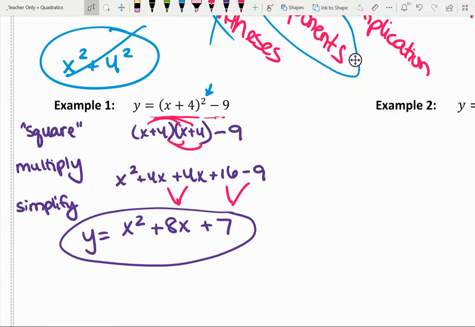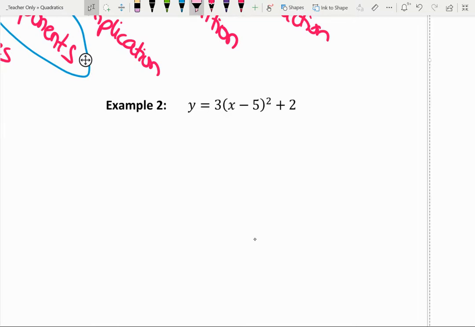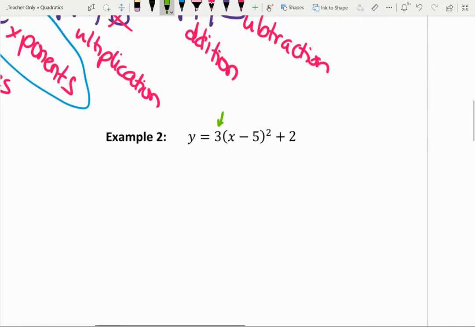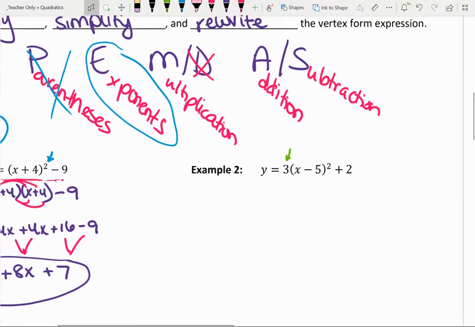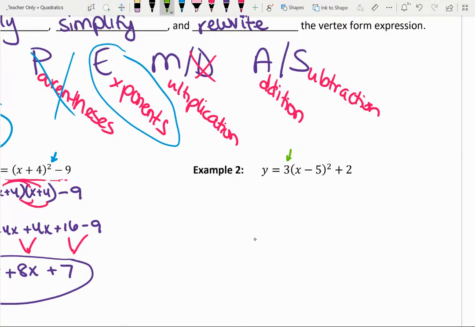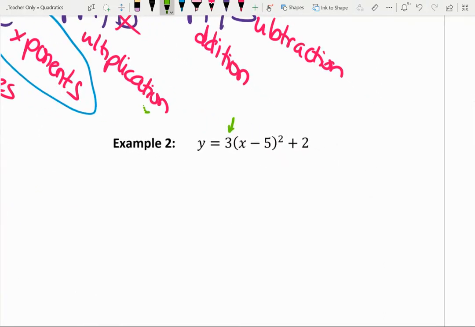So we're going to do example 2 together again. Example 2 has an a value of 3. So let's think about what that a value of 3 is. It is being multiplied by x minus 5 squared. And remember, multiplication comes after we apply the exponents. So that 3 is actually just going to hang out for a few minutes. I'm just going to leave it out in the front while I deal with this x minus 5 squared. And again, just like the last example, this means x minus 5 times x minus 5. That plus 2 hangs out at the end.